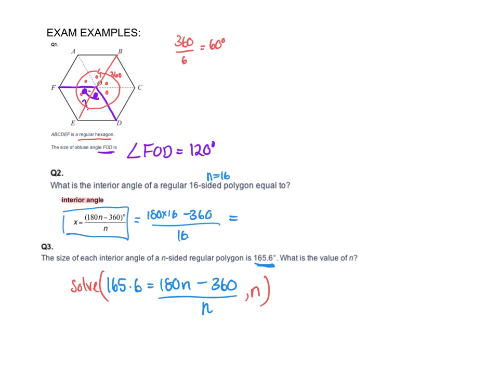equals 180 times n minus 360 divide by, oops, sorry, and I get n equals 25. So it's a 25-sided shape. All right, so there's how we can do the other way.